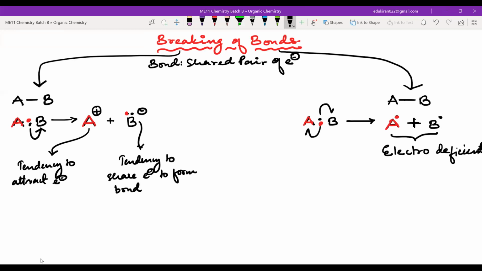Now these which have a tendency to attract electrons are known as electrophiles. And anything which has a tendency to share electrons to form a bond is known as a nucleophile, because they want to form a bond, they want to give the electron to a nucleus, to an atom. Hence they are known as nucleophiles. Nucleus loving. These are electron loving, that means negatively charged loving species. The nucleophiles love the positive charge, because in the nucleus we have a positive charge.